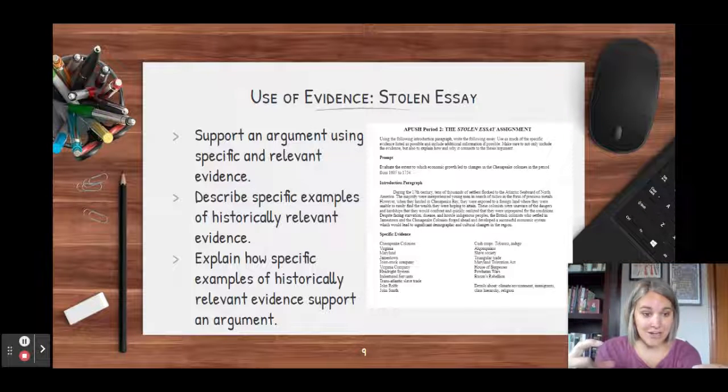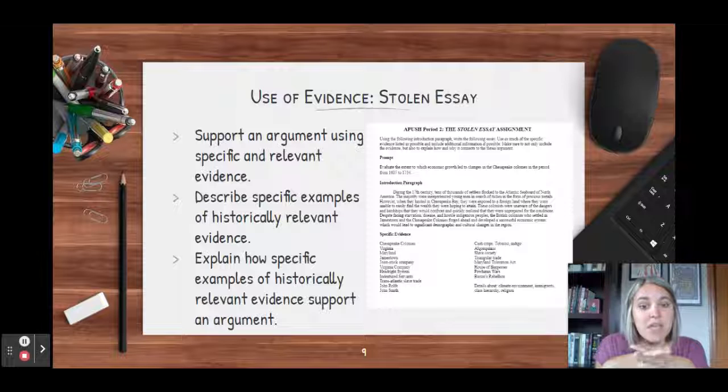And then I've created your introduction paragraph for you. I have already decided on your thesis statement. It's your job to support it. That's why it's called the stolen essay. I have also given you the specific evidence. There's a whole bunch of particular evidence listed there. Also, details about the climate, environment, immigrants, class hierarchy, or religion often aren't considered specific evidence, as those are more categories. But if you can provide some details about that, then that counts as specific evidence as well.